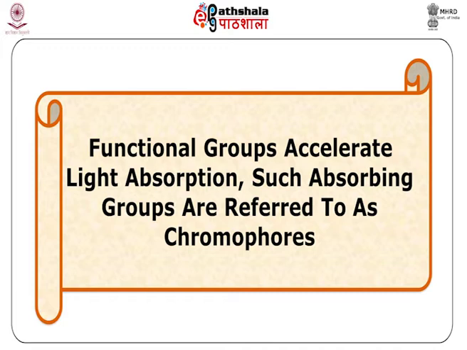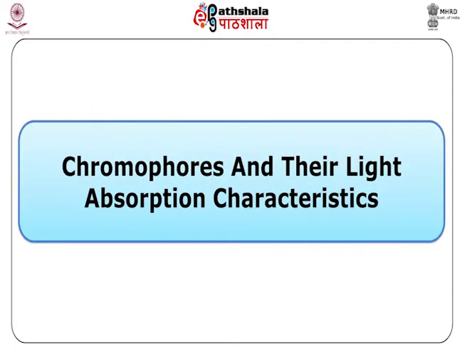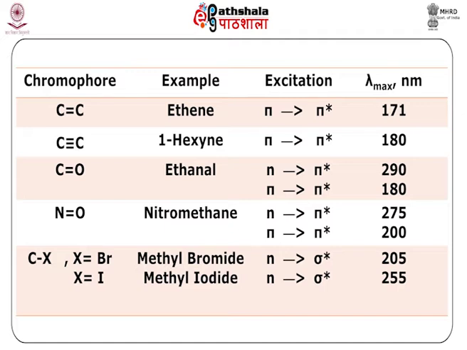In addition to this, there are certain functional groups that accelerate light absorption. Such absorbing groups are referred to as chromophores. A list of some simple chromophores and their light absorption characteristics is as follows. As shown, the various chromophores, their examples, excitation, and lambda max are shown in this table.